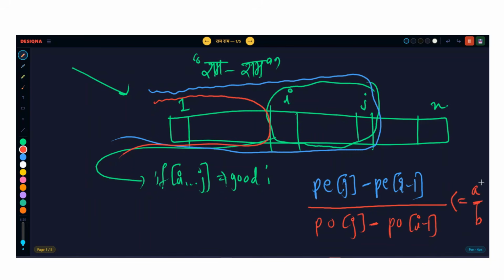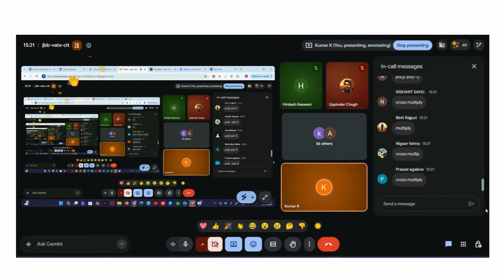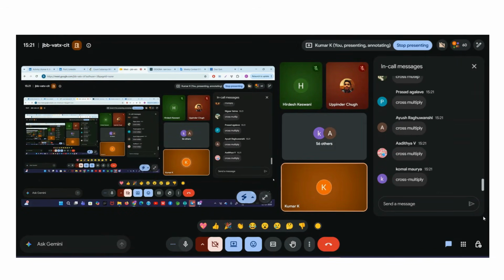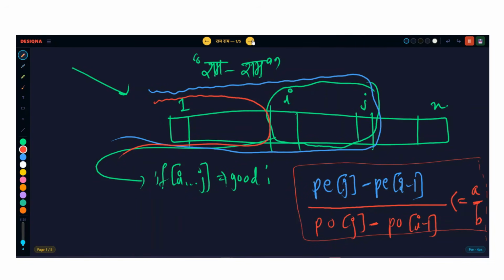Guys, can anyone tell me in 2 words what will we do to solve this equation? What will be the next step? PEJ minus PEI minus 1 less than equal to A by B. Yeah, denominator POJ minus POI minus 1 less than equal to A by B. So what will we do? Cross multiplication, right? So guys, start doing cross multiplication with me and tell me how it looks after cross multiplication. B will get multiplied with this, A will get multiplied with this.